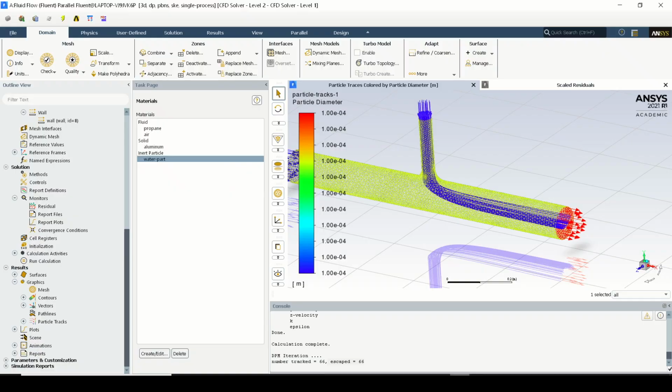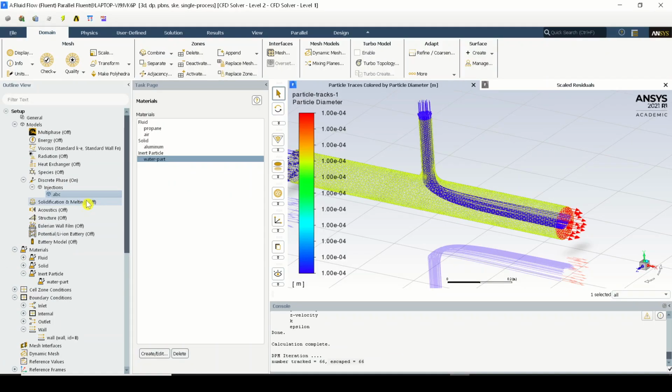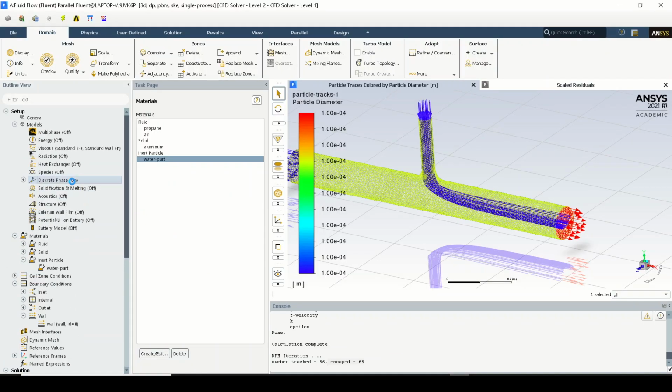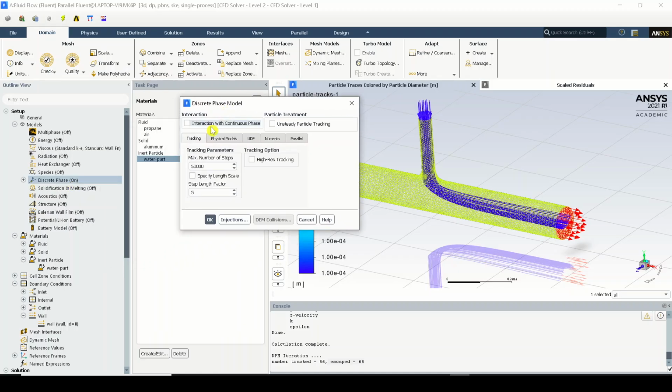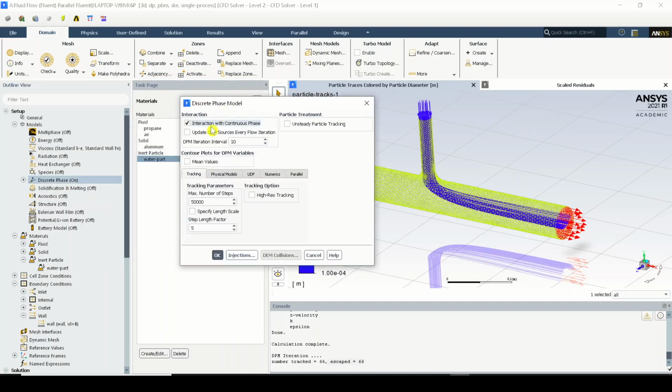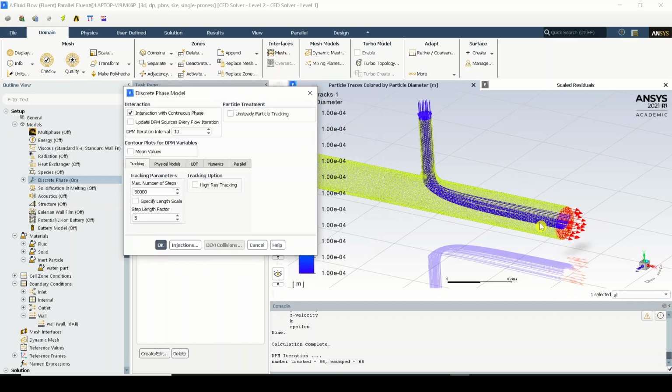Now we must know the procedure for two-way coupling as well. So how do you do it? We just have to go to the discrete phase model, double click it, and use this option, interaction with continuous phase. And we need to resolve the Fluent simulation. While the Fluent simulation is happening, the simulation we have performed for the propane gas will be restarted, and we have to wait until convergence happens.